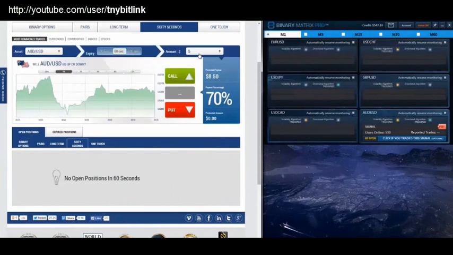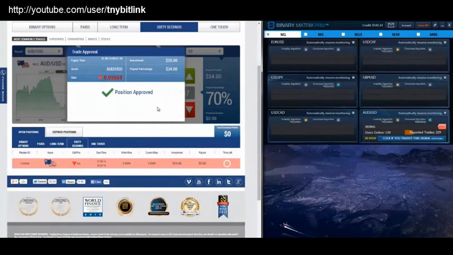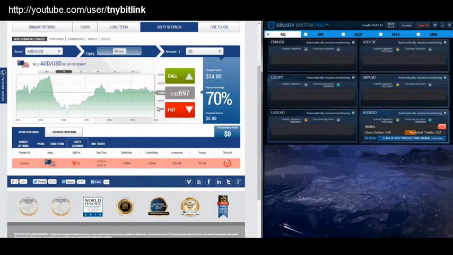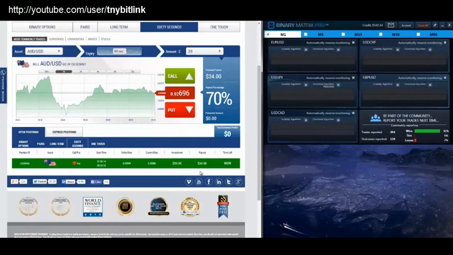All right, we've got an Aussie USD put. And here we go. Tell you what's so easy about using Binary Matrix Pro, just literally watching for the signals and taking the trades. And look at the results that we're getting. That is a winning trade right there.